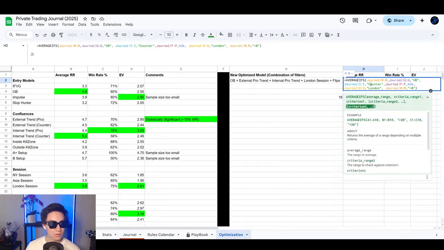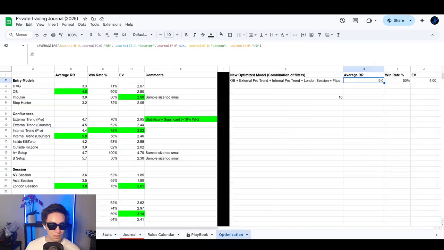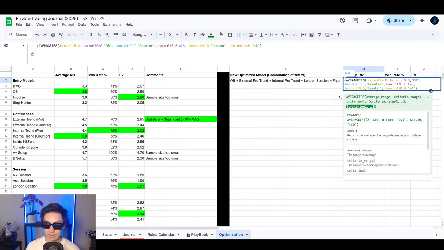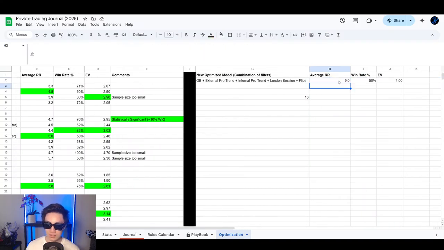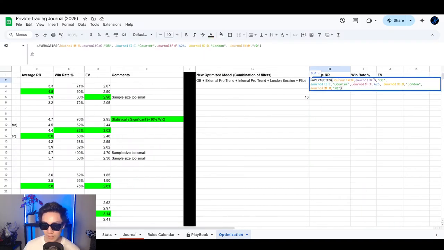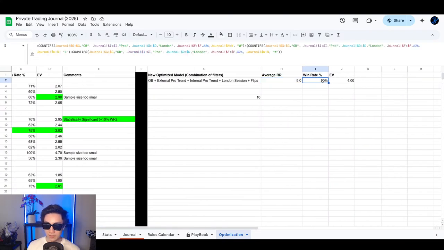OB entry model, counter, internal trend, FF26. What's FF26? That is origins only and London. Was this EV before? I couldn't remember, honestly. What did it change? Is this a glitch? No, it stays the same. Okay, never mind. I guess I am wrong here. The average risk reward is 9 here. Optimized. So 9 risk reward average.